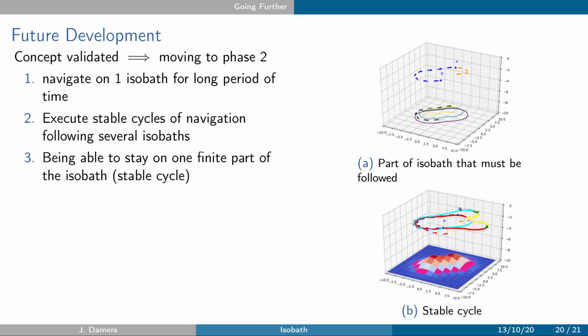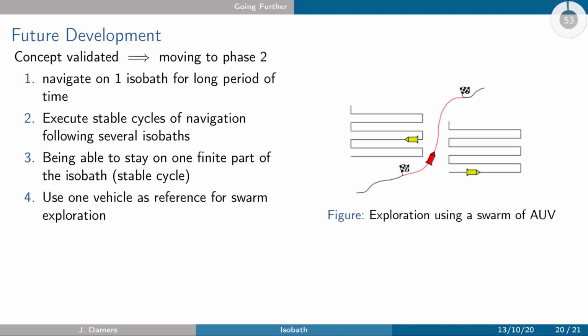So we have a stable cycle, which is not really the finite part, but we have something stable, so we can go to the next step, which is to use one vehicle doing a stable path between 2 points, and use other vehicles to explore the area around our reference vehicle here depicted in red.